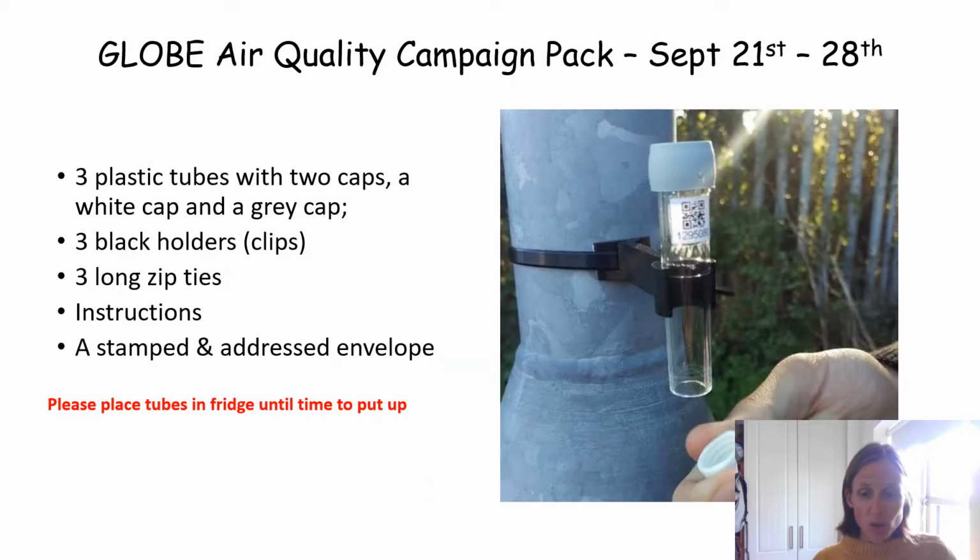Okay, so you will receive an air quality pack in your school, and they're going to be sent out at the end of next week, September 21st. Depending on where you're located in the country, you should have them sometime between September 21st and September 28th. The idea is that on September 29th, you will go outside and put up your tubes, and you will be able to mount them following the instructions included in the air quality pack.